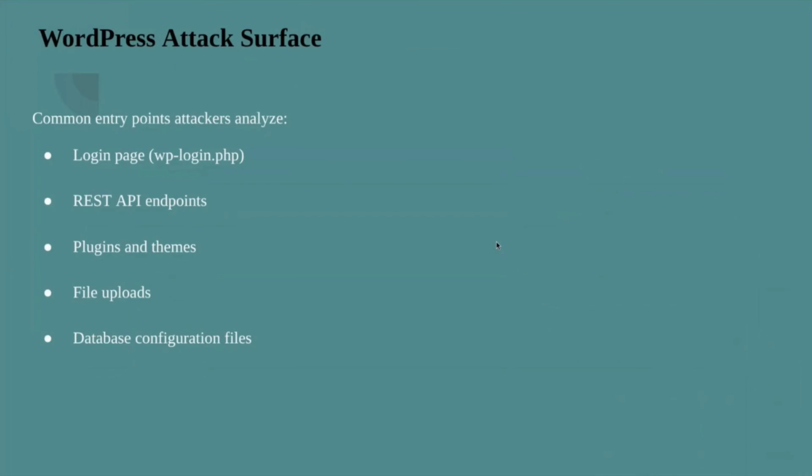Next, the WordPress attack surface. The attack surface refers to all the potential entry points in a system, like login pages, REST API endpoints, plugins and themes, file uploads, and database configuration files. An attacker analyzes those entry points before exploitation. So reducing the attack surface improves the overall security.